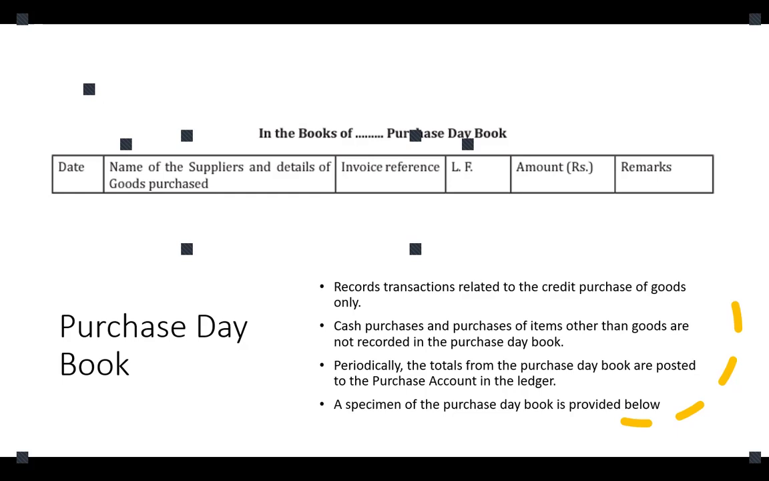Means if any purchase is made out of a cash transaction, that would not be recorded in your purchase day book. Periodically, the totals from the purchase day book are posted to the purchase account in the ledger. You can see the specimen of the purchase day book here. The first column denotes date. The second column denotes the name of the supplier and details of the goods purchased. Invoice reference, ledger folio, amount and remarks.